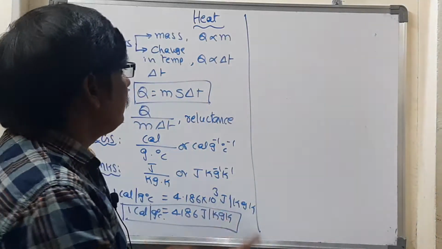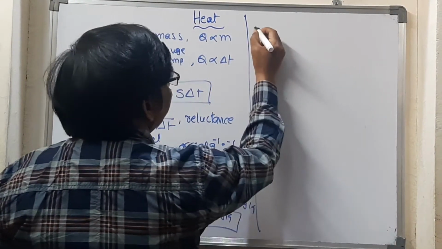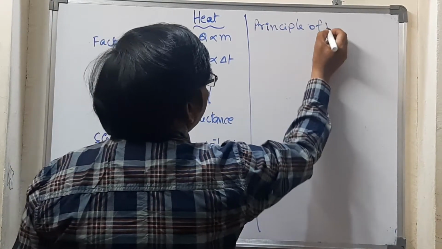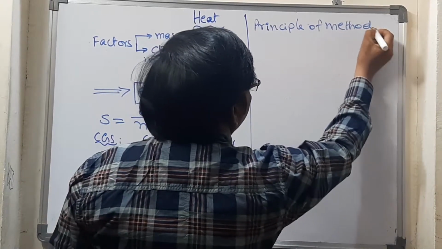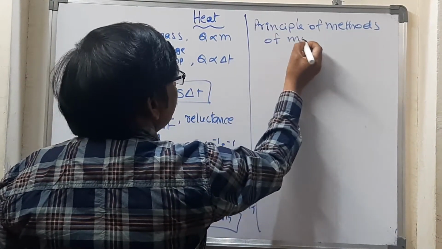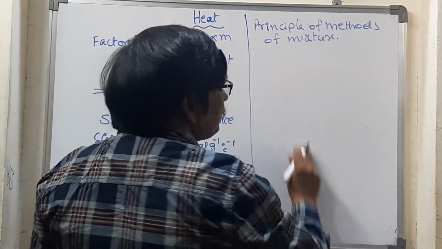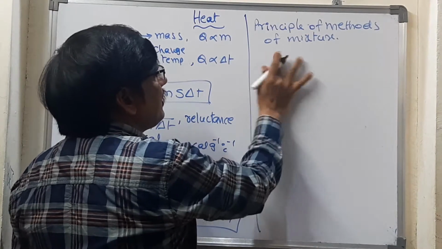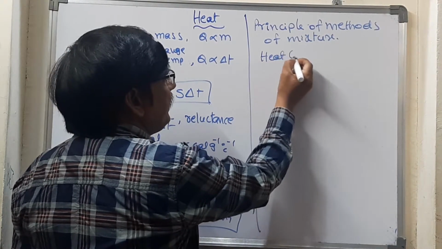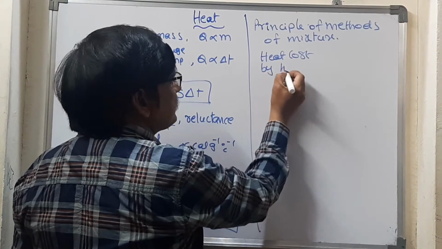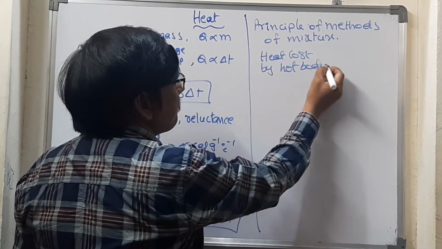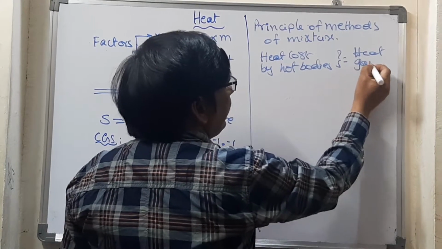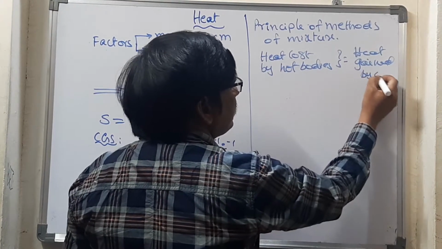The next one is the principle of method of mixtures. It's an important one. What is meant by the principle of method of mixtures? We can also call it the principle of calorimetry. Simply, heat lost by hot bodies is equal to heat gained by cold bodies. What does heat gained by cold bodies mean?